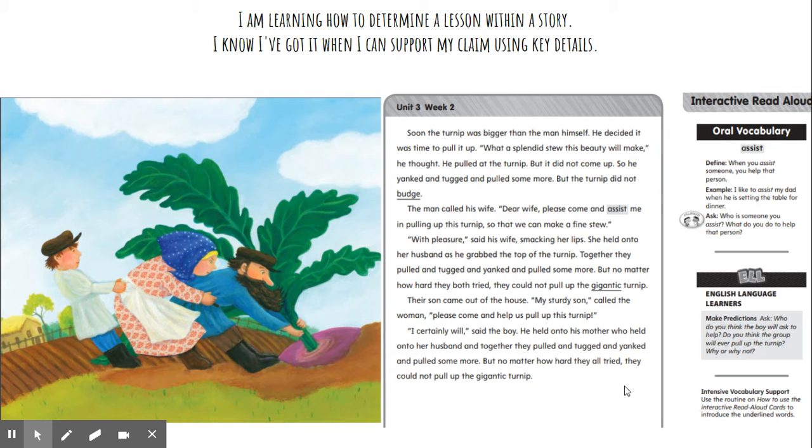In the beginning, the farmer planted a turnip. And it grew so big, he had to ask his wife and his son to help him pull it out, but they were not able to.